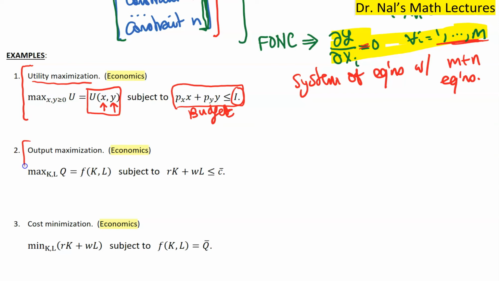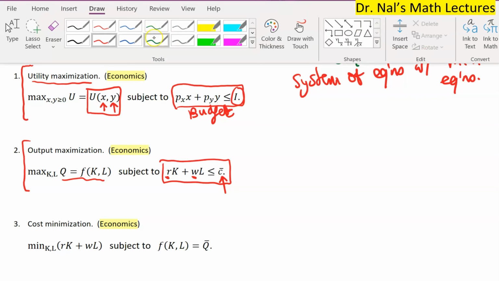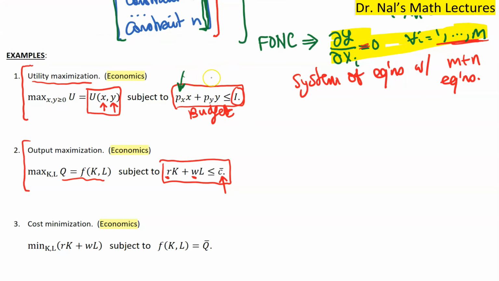Alright, so here is the output maximization problem, another example from economics. We want to maximize our output, the production in a facility, in a firm, subject to a constraint that the cost should not exceed a certain threshold. That's it. Here R represents the price of capital and W represents the price of labor. This is very similar to what we just did in the utility maximization problem, where Px and Py are the prices of individual goods, X and Y.